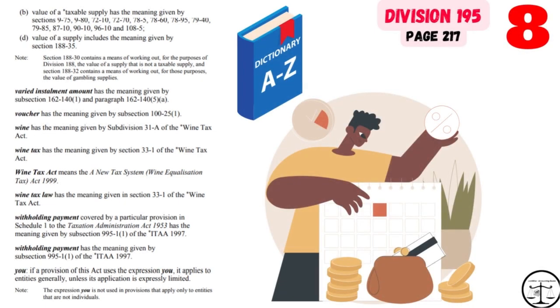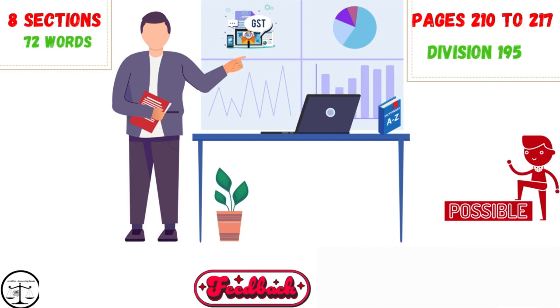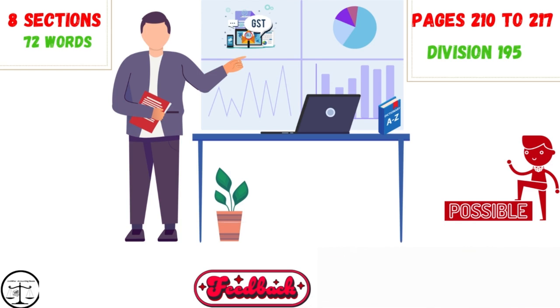Withholding payment. 71. We will explain these 71 words mentioned before from pages 210 to 217 of Volume 2 of the GST Act. We will try to explain the mentioned words in this video in the best possible manner. We would appreciate your feedback.